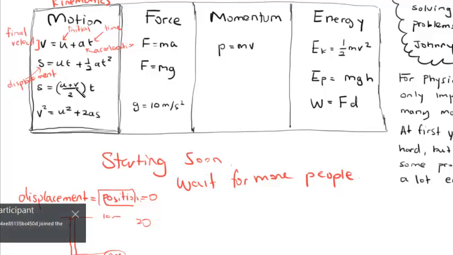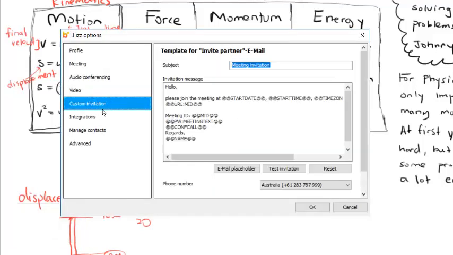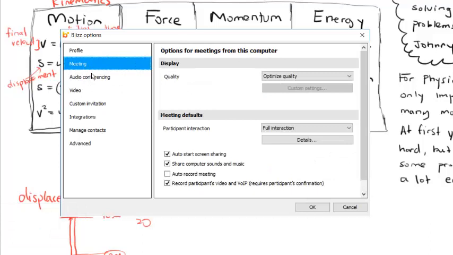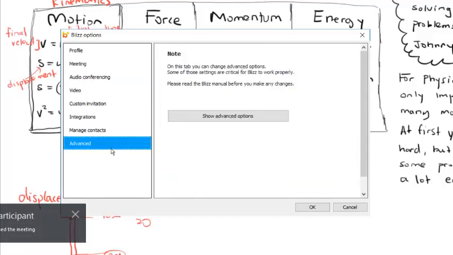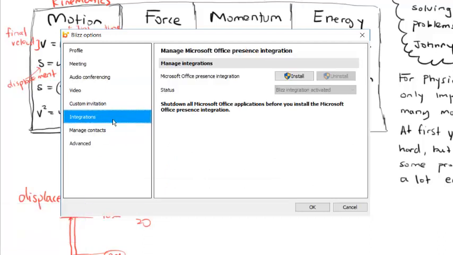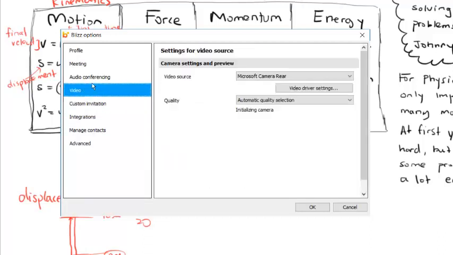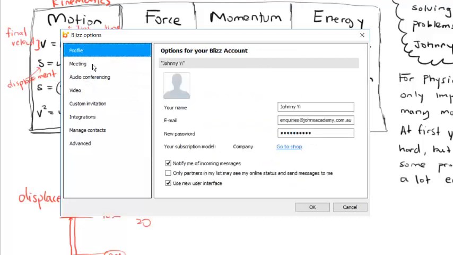U is initial velocity. I'm just wondering if I can turn this thing off. It keeps saying someone joined and someone left. That's really annoying. Incoming new user interface. Maybe.